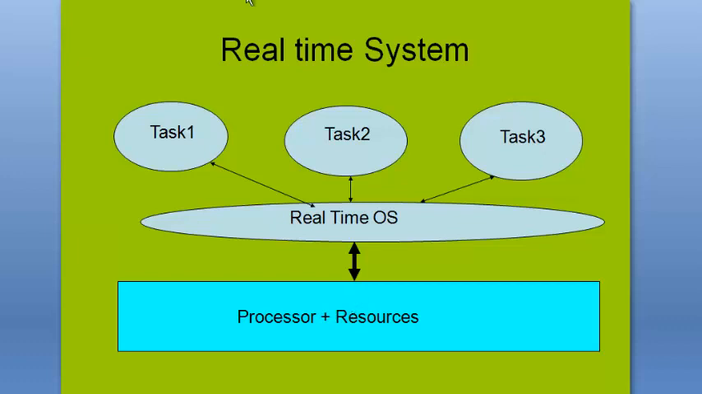So in between this hardware and the tasks we have a real-time operating system. We have a single processor here but more than one task running. Somebody has to schedule the tasks one by one. So scheduling is one of the important functions of the operating system. The second important function is memory management.